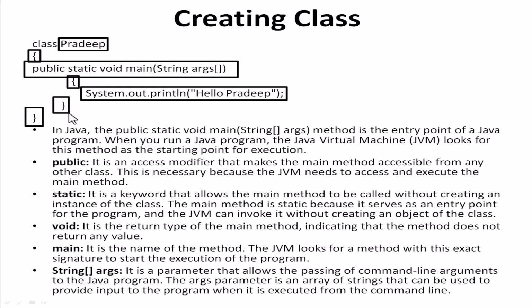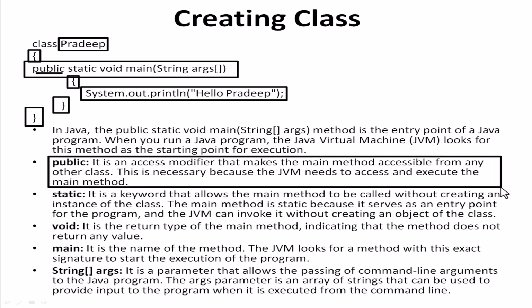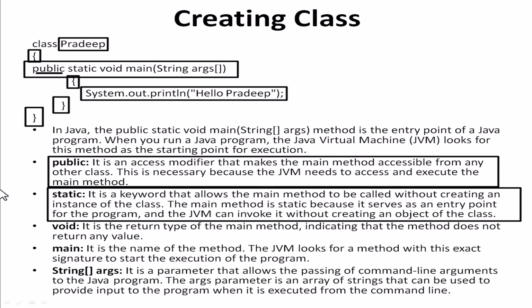Now what is public? In Java, public is an access modifier that makes the main method accessible from any other class. This is necessary because the JVM needs to access and execute the main method. The next one is static. Static is a keyword that allows the main method to be called without creating an instance of the class. The main method is static because it serves as an entry point for the program, and the JVM can invoke it without creating an object of the class. We will discuss each and every one with an example.